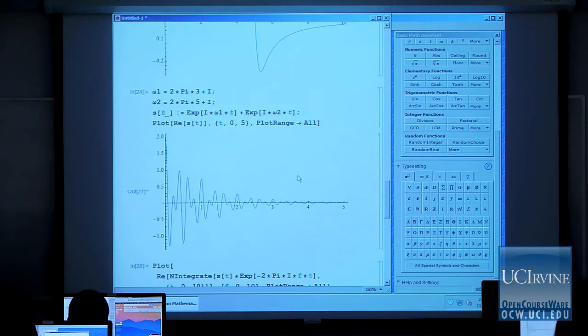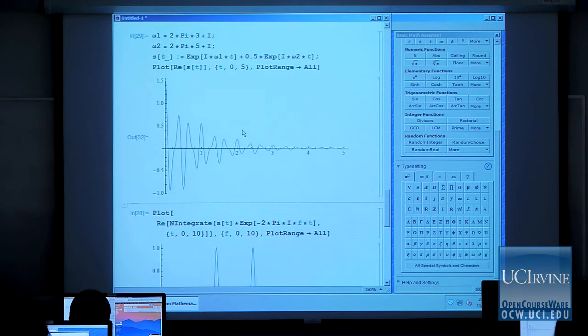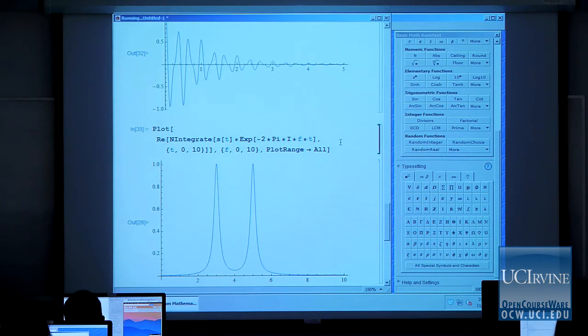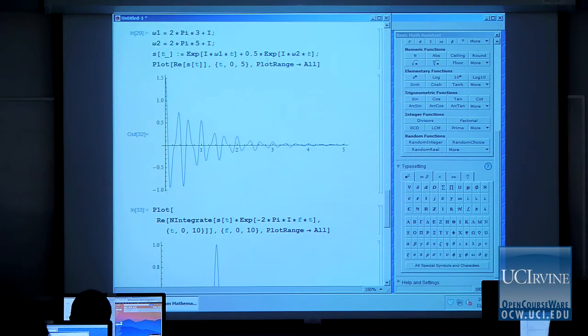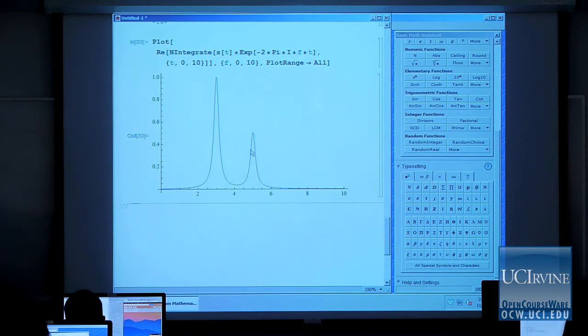What happens if you play around with how much goes into each? So let's say we multiply the second one by 0.5. All right, so now it looks kind of weird. And then do the transform. Notice there's less of a contribution from the second oscillation, and that shows up in terms of the size of the second peak. All right. So the size of the peak is the measure of how much power, if you like, there is in a given oscillation.